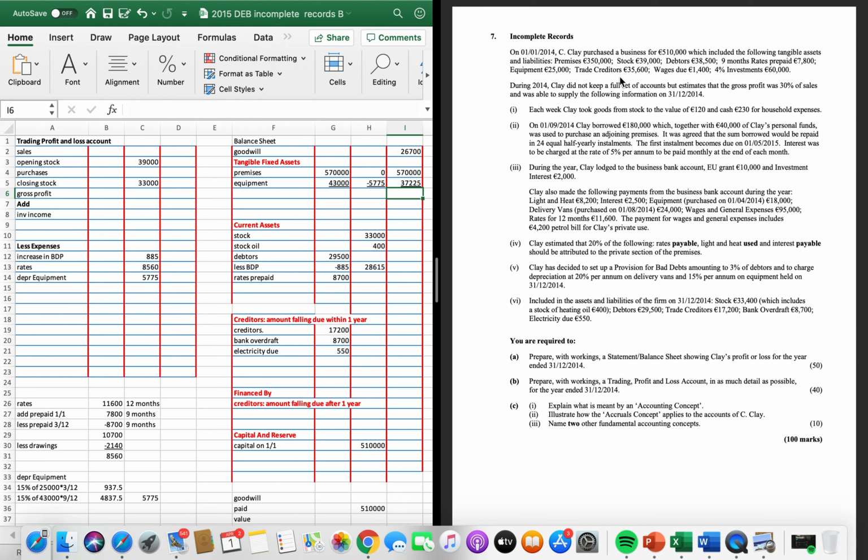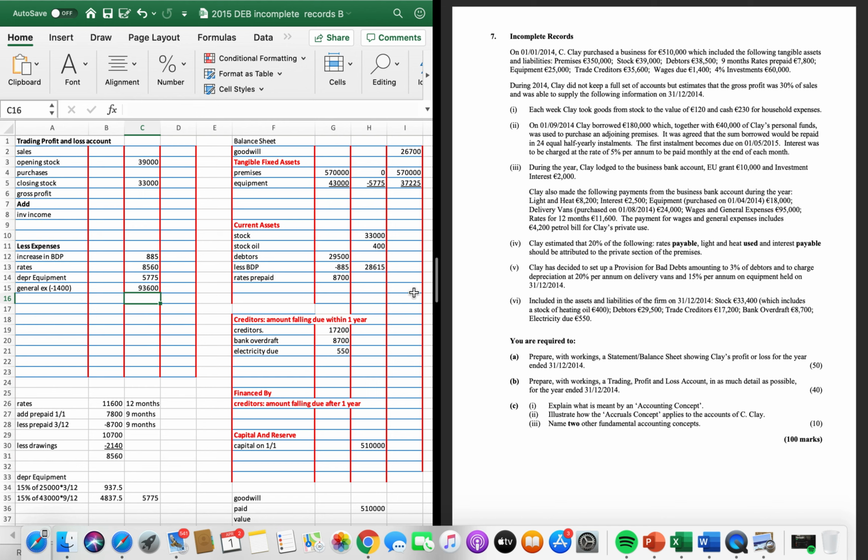Trade creditors, nothing to do. Wages due. There was none at the bottom of the question, so it ties in with general expenses. So if it's due at the start of the year, you're taking it away. So we're going to take away that 1,400 from our wages and general expenses. So it's 95,000 minus the 1,400. So the 95,000 there in my payments, that's 93,600.